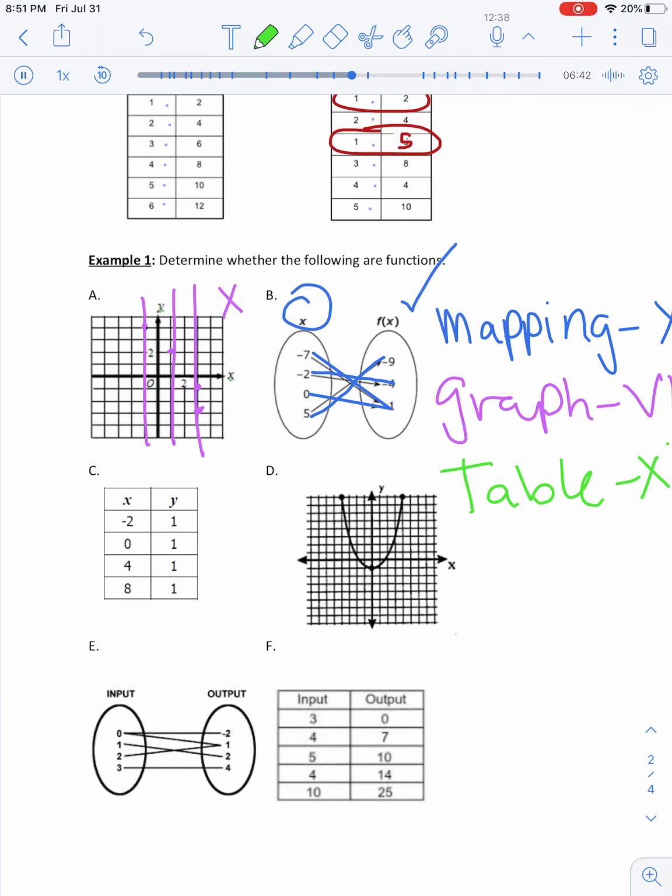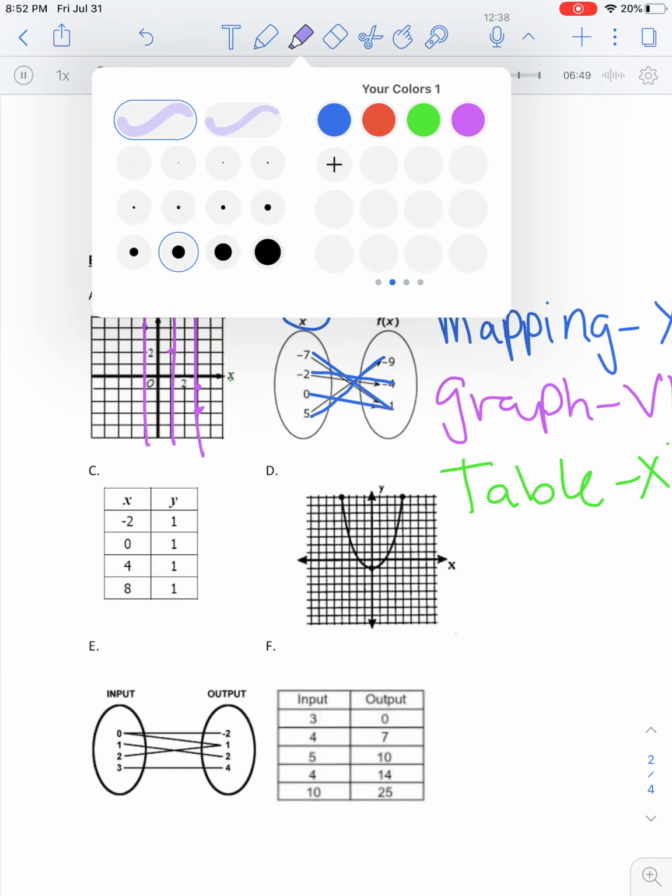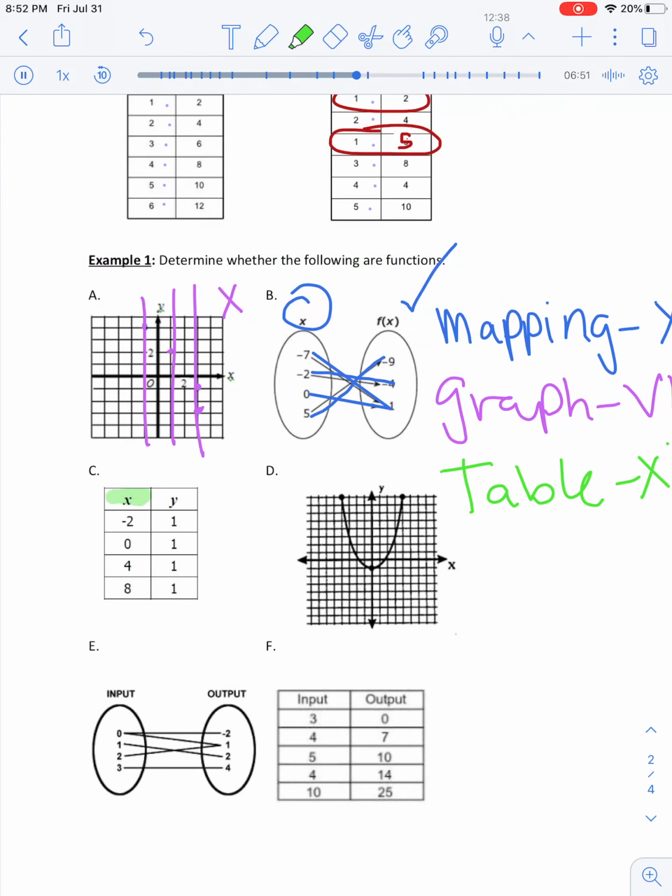Okay, the next one is a table, and our cheat sheet tells us, again, to check the x's. We want to make sure that there's no repeating x's. So our x's are -2, 0, 4, and 8. There's no repeating x's, so that one is a function.